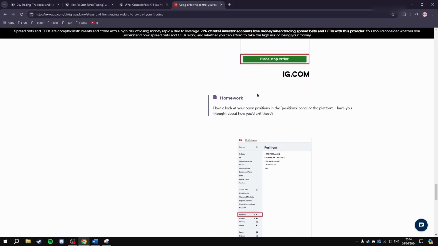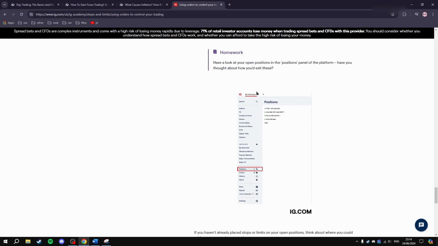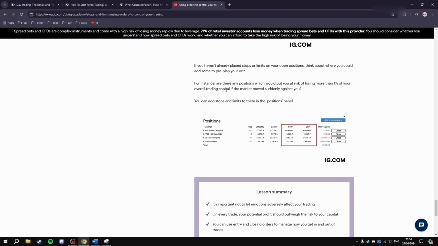Okay. Homework. Have a look at your own positions in the positions panel at the bottom of the platform. Have you thought about how you'd exit these positions? If you haven't already placed stops or limits on your open positions, think about where you could add some to pre-plan your exit. For instance, are there any positions which would put you at risk of losing more than 1% of your overall trading capital if the market suddenly moved against you? You can add stops and limits to them in the positions panel.